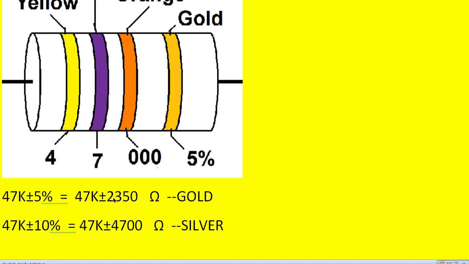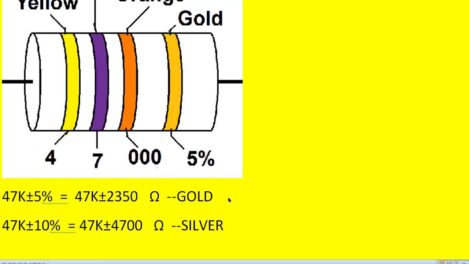That means 47K plus or minus 5% of 47K means we get 2350 ohms. So this resistor can show the value 47,000 ohms plus 2350 ohms, or it can be 47,000 ohms minus 2350 ohms. So both are possible.